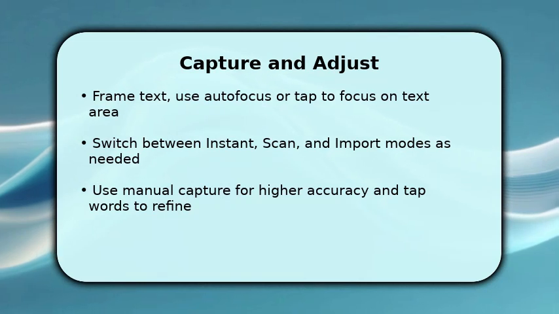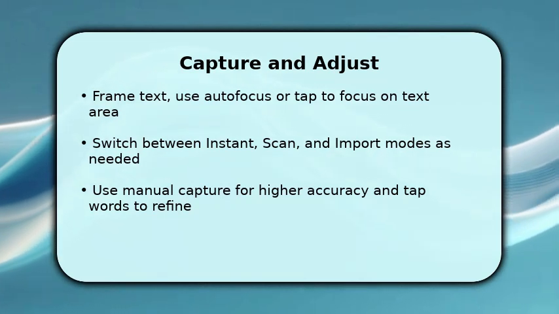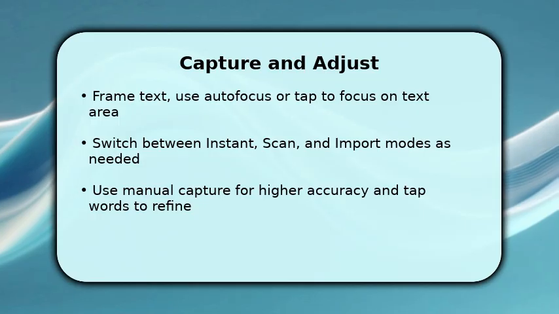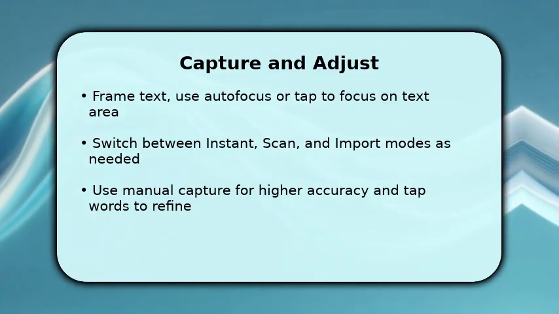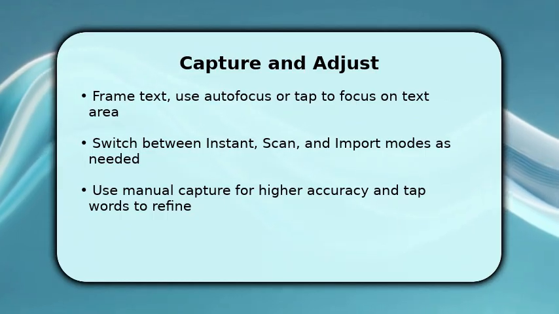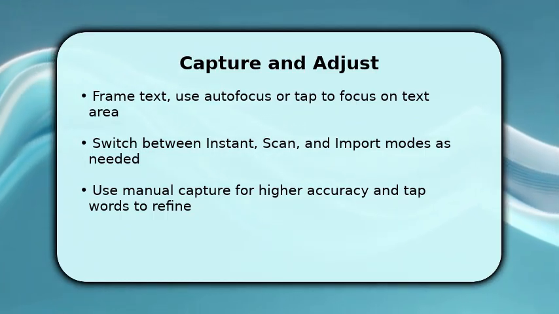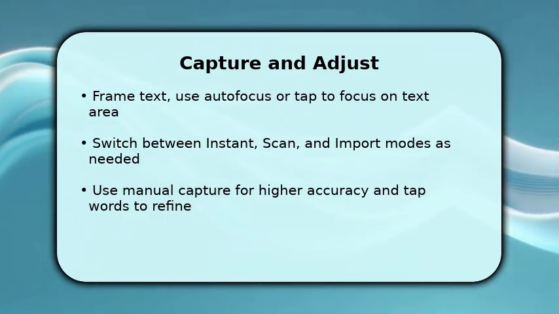Now focus on capturing accurate text. Point your camera so text fills the frame and tap to focus. Stable framing reduces recognition errors. Next, choose between Instant for live overlay, Scan for processed capture, or Import to translate an existing photo.